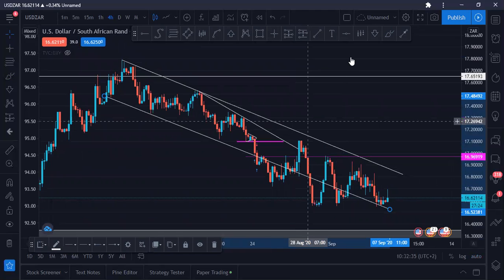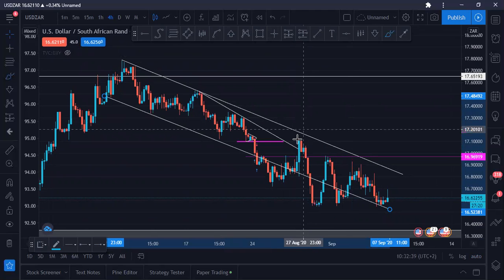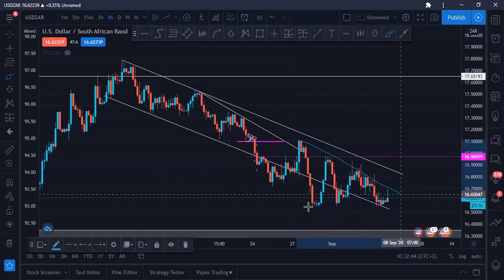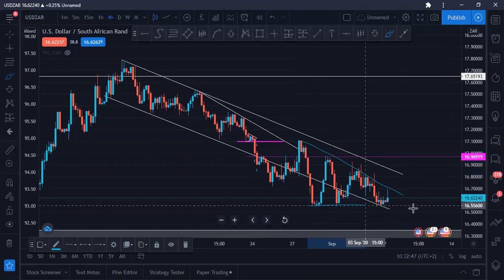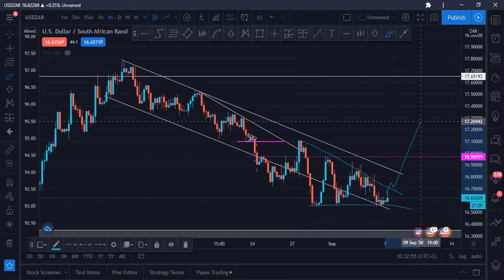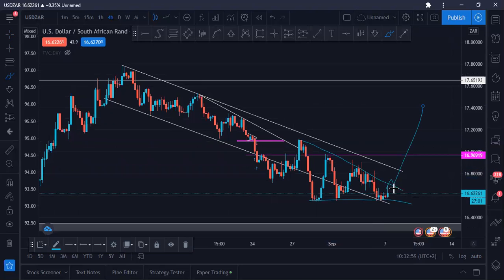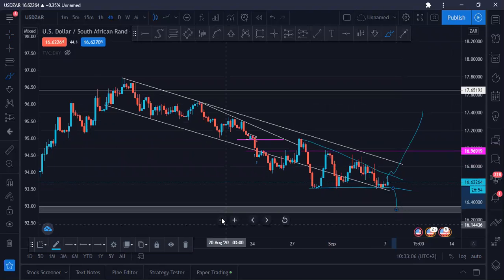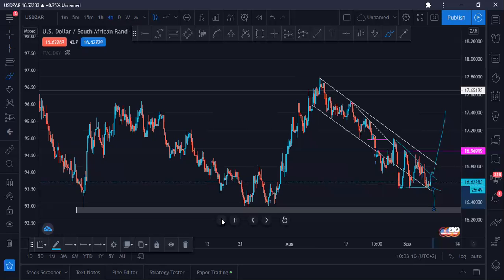But the way I see it, I see this little triangle forming here. This is the low down here. And what we could potentially see is that if the dollar strengthens, we could see the rand push up and weaken again. And if the dollar weakens this week, we could potentially see the rand come down to about 16 to the dollar. So honestly, I don't see a good risk to reward trade here. I'm just going to move on and look at the other trades.